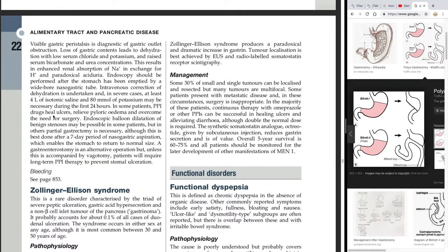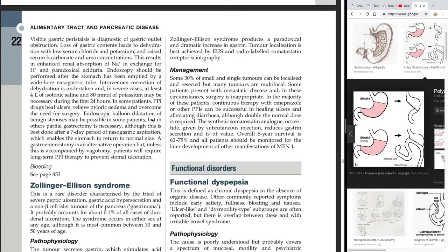In some patients, PPI drugs heal ulcers, relieve pyloric edema, and overcome the need for surgery. Endoscopic balloon dilatation of benign stenosis may be possible in some patients. So you insert a balloon down and you inflate it here. It might be possible in some patients, but in others, partial gastrectomy is necessary. So gastrectomy means you cut the stomach and you remove the stomach. Partial gastrectomy means you cut and remove part of the stomach, not the whole stomach.